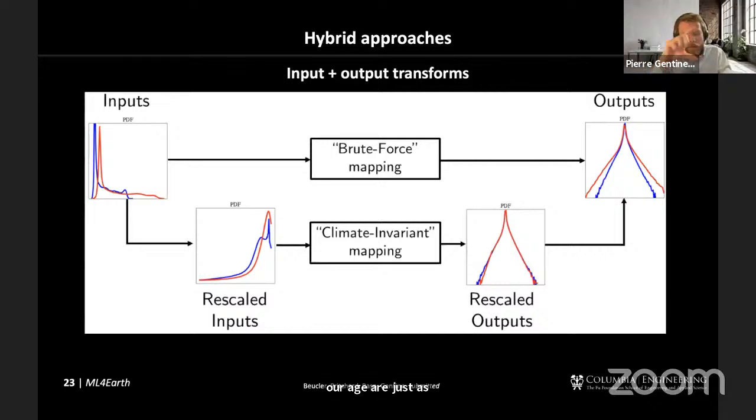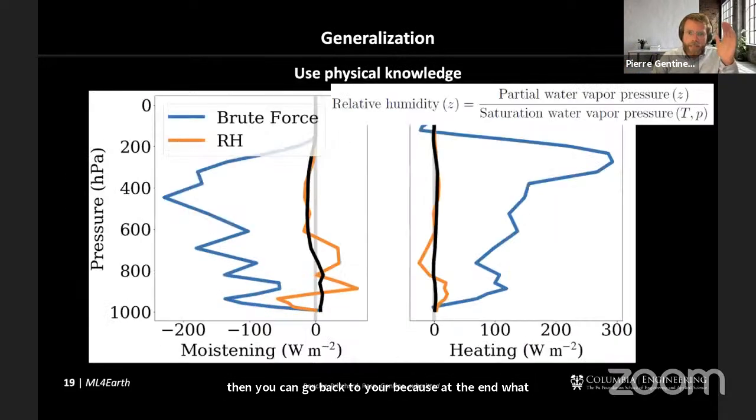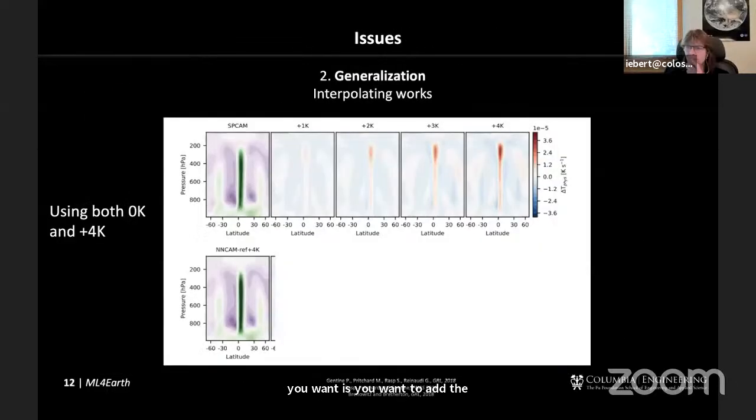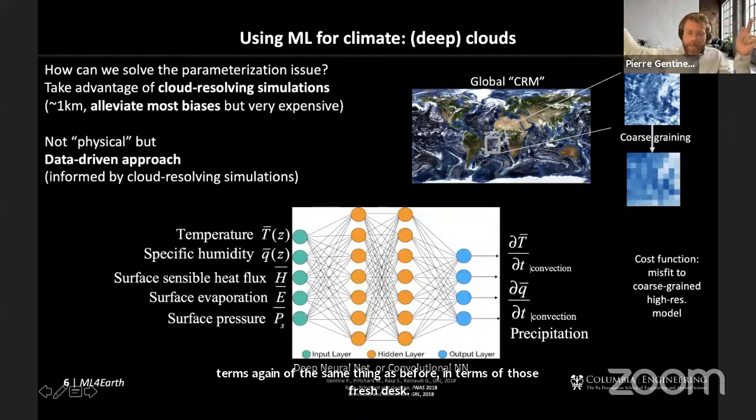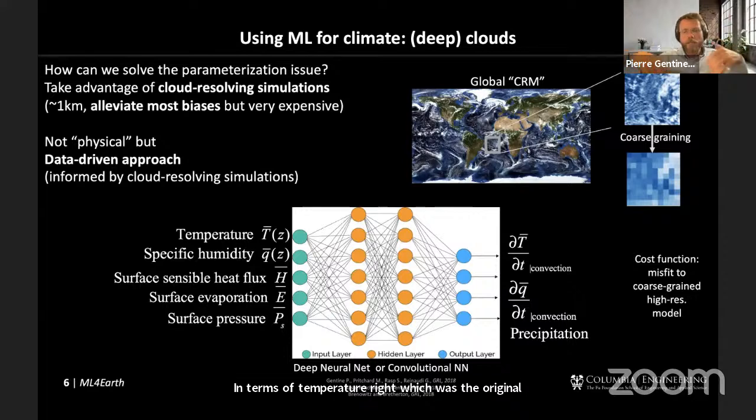Just as an input variable. There's an additional variable where you have temperature, humidity, you go into relative humidity, pass it on to a neural network, and then you go back, because at the end what you want is the tendencies in terms of the original variable, temperature. So there's a little bit of additional work to get to those climate invariant variables, and then you go back to the original ones that you wanted to predict, because they are the ones in your climate model, like temperature, specific humidity, or it could vary depending on the climate model.